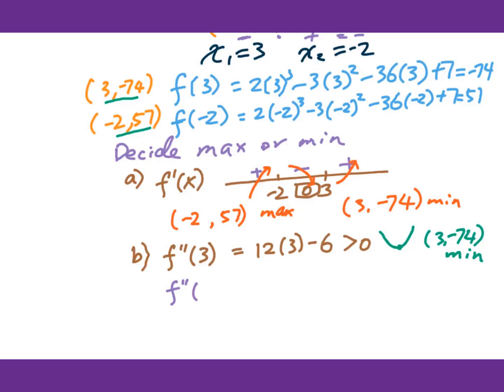Then we plug in negative 2. You will get 12 times negative 2 minus 6. It's less than 0, which means concave down. In other words, (-2, 57) is a maximum point.